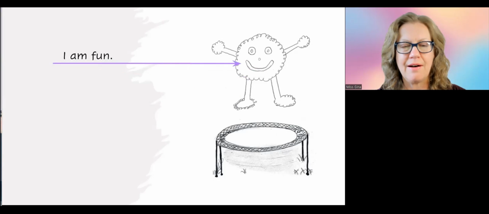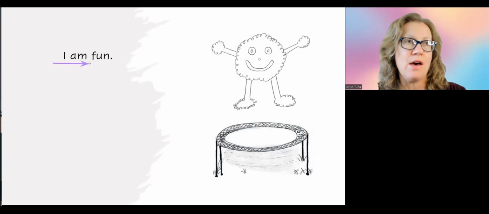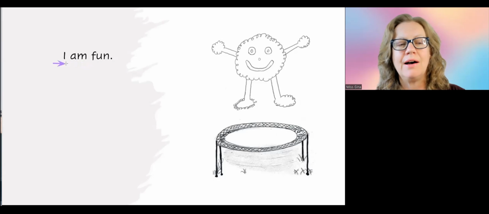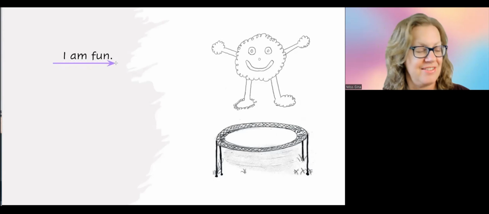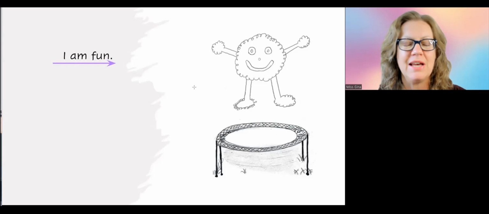This is the guy saying I, this person, this thing, this monster. I am. Notice that it always says I am because it talks about yourself. Let's go back. I am fun. Okay, somebody thinks they're fun jumping up and down. I would agree. If somebody's going to be jumping up and down, they would like to have a little fun.